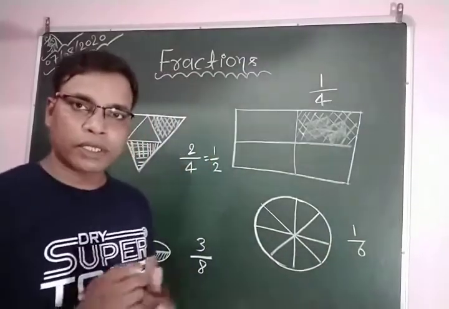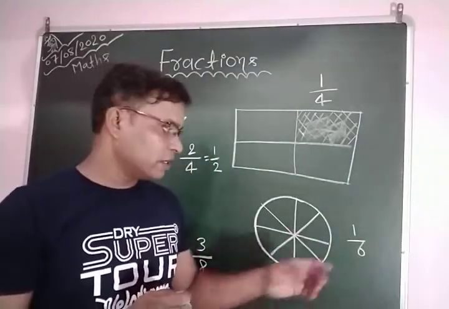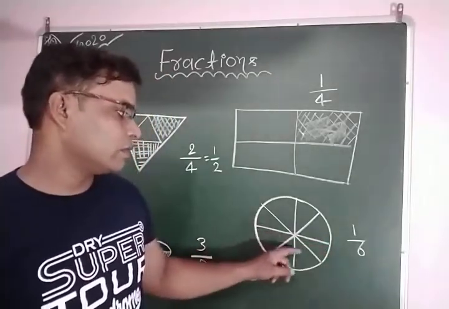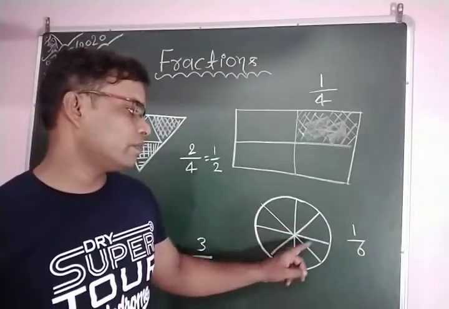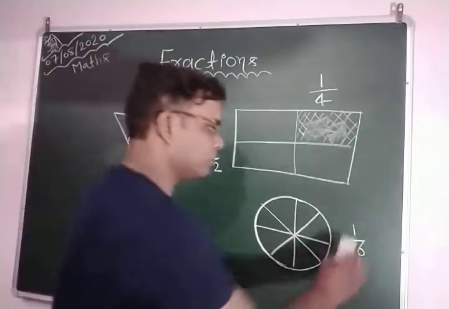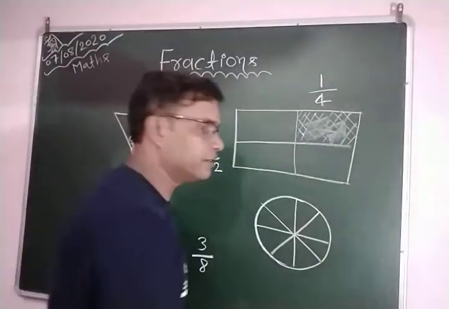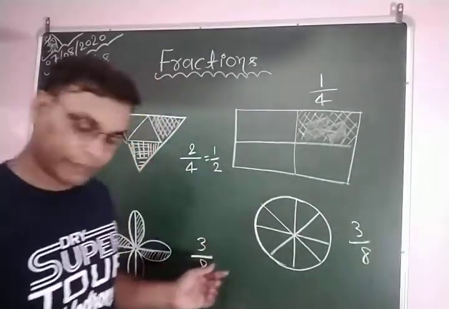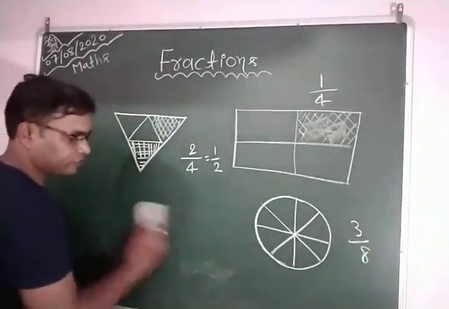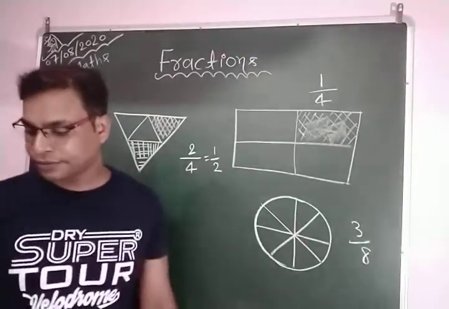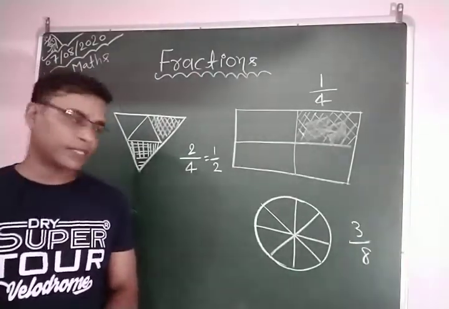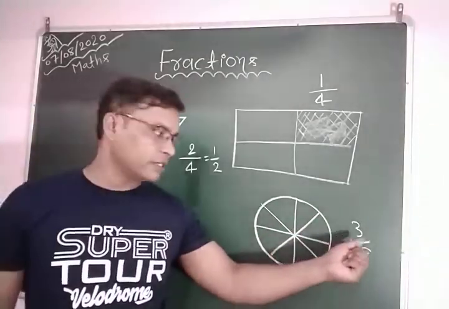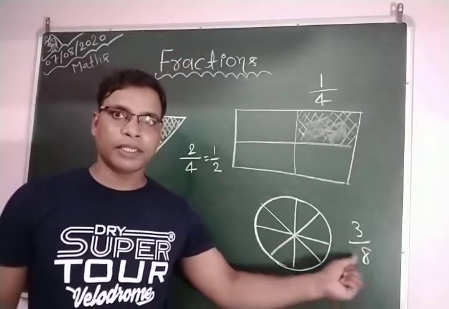So we color the part according to the fraction. Here how many parts? 1 2 3 4, 1 2 3 4 5 6 7 8. So suppose the fraction given is 3 by 8. The question is to color the part according to the given fraction. So we need to color the part according to the given fraction. What is the fraction? The fraction is 3 by 8.